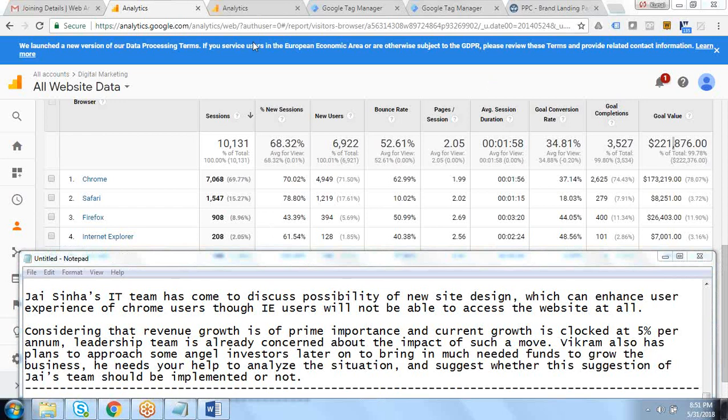So when your CEO asks you, what should I do? And you tell him, go ahead, put the update on, don't worry about the IE users. His next question would be, so what you mean is that I should let go of 3% of my revenue when my revenue growth is already a problem?